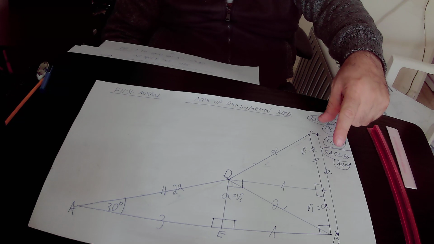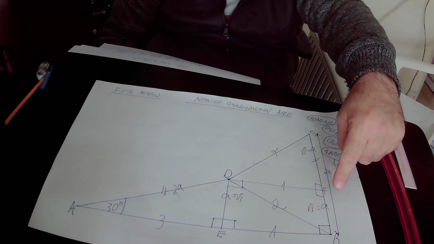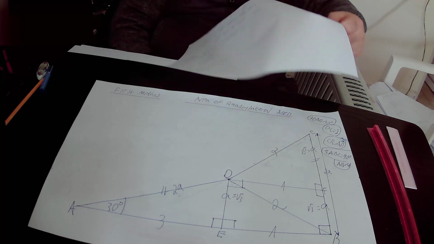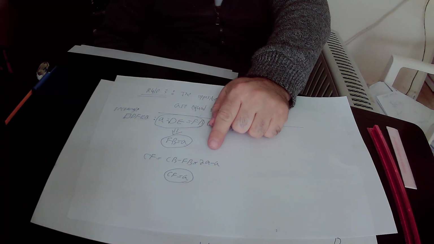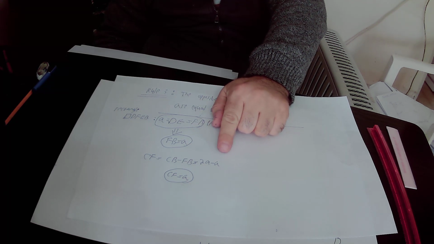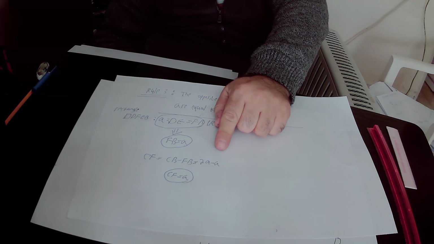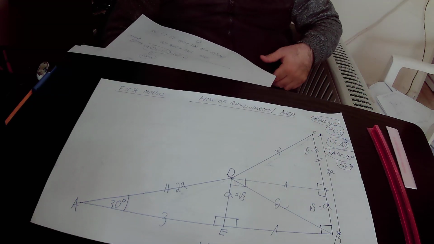So what is the value of line segment CF? CF will be equal to CB minus FB. CF equals CB minus FB. And CB equals 2A and FB equals A. Therefore CF will be equal to 2A minus A. 2A minus A is A. So we found that CF equals A.